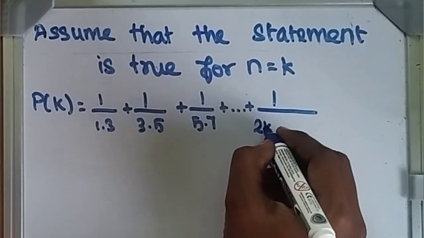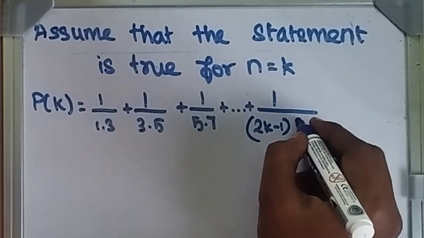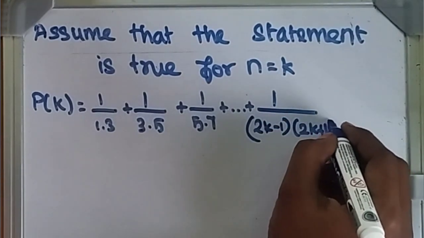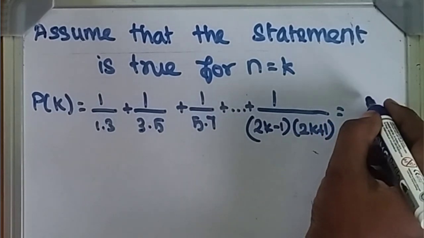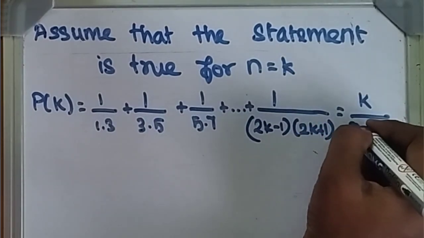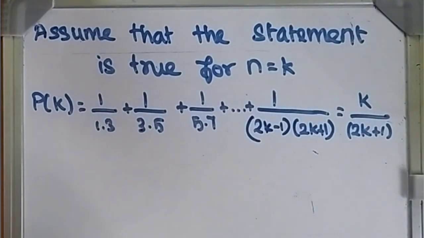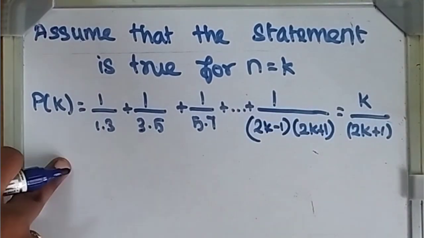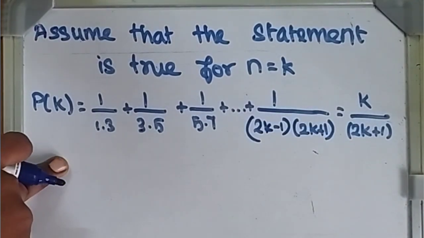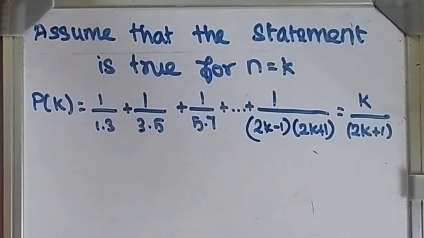So 2k minus 1 multiplied by 2k plus 1 equals k divided by 2k plus 1. Clear? Clear. So now we assume this one. So what is the next step? Come on, recall it from the previous sum. So what did we do? Yes, of course.